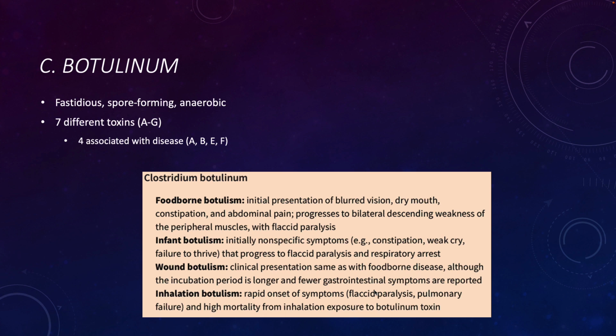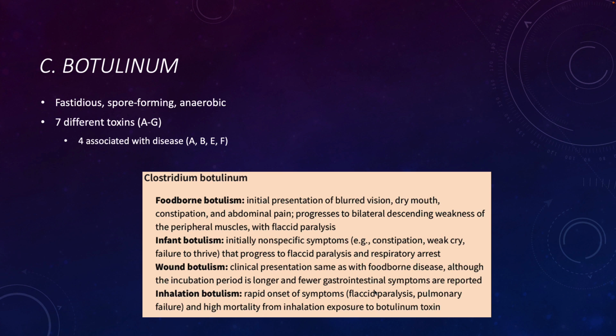Botulism can be foodborne. So if you ate something contaminated with the spores, you'll have blurred vision, dry mouth, because the bacterium can colonize in the mouth and produce the toxin, constipation, abdominal pain. Eventually in this case, you get flaccid paralysis. So flaccid paralysis means you cannot move your muscles because they don't contract at all.